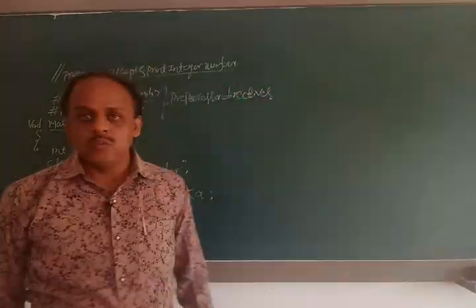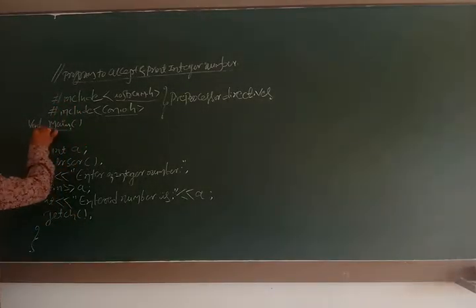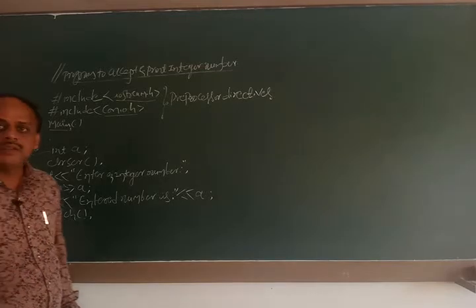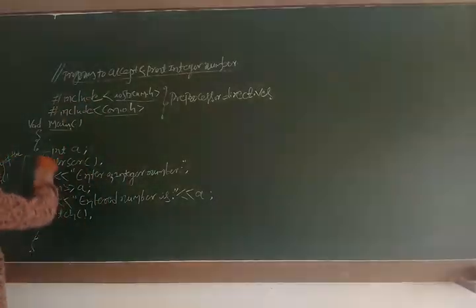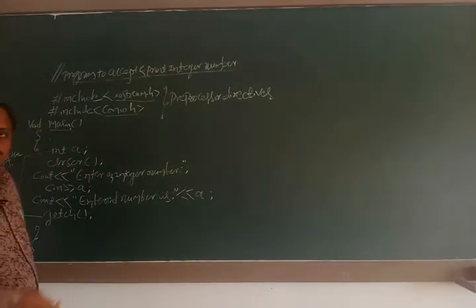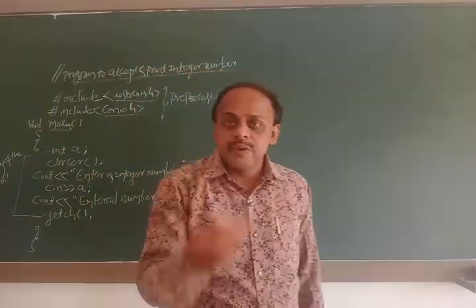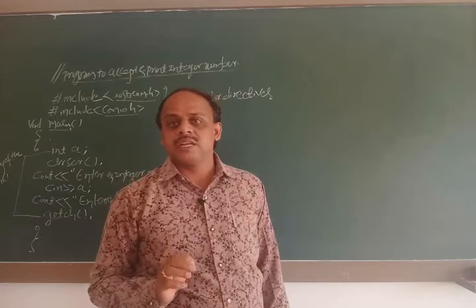Next, after the void, this is called the open flower bracket. So whatever we are going to write within this open flower bracket and closed flower bracket, that is called the body of the main function. Body of the main function. Okay, so after writing the open flower bracket, what does the main function contain? Generally it contains variable declarations and executable statements, right.